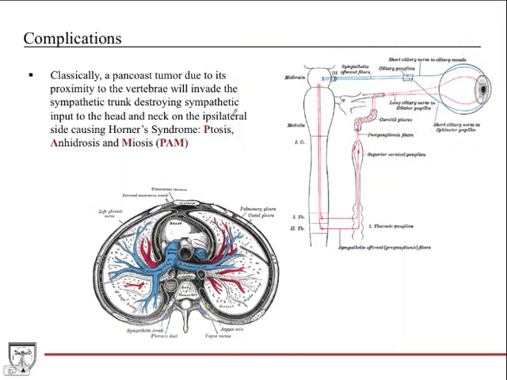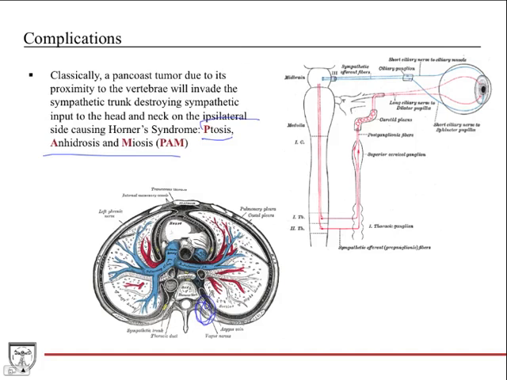And so one thing to be aware of, just to close this out, is that it's on the ipsilateral side. So if you have a tumor invading the sympathetic trunk on the right side, all these effects are only going to occur on the right side. If it's a tumor on the left side, these effects are only going to happen on the left side.